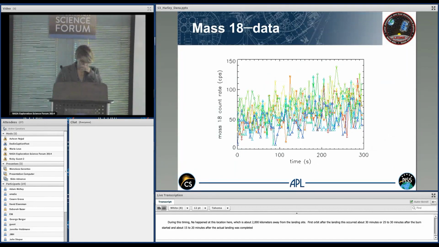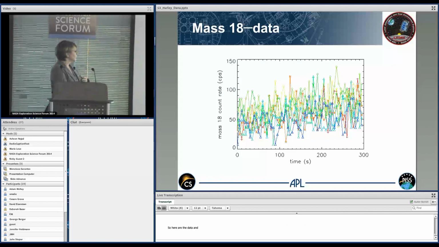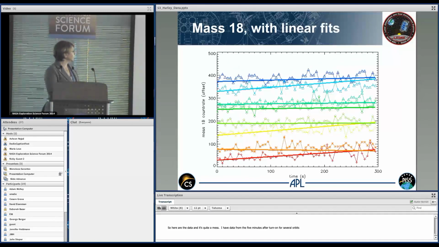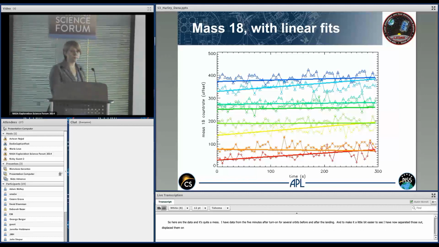So here are the data, and it's quite a mess. I have data from the 5 minutes after turn on for several orbits before and after the landing. And to make it a little bit easier to see, I have now separated those out, just displaced them on that axis. These first two down here were before the landing, and the rest of these were after the landing.